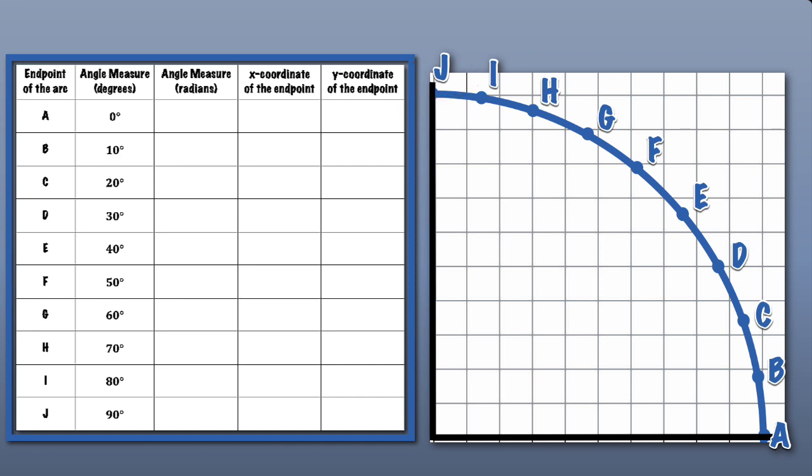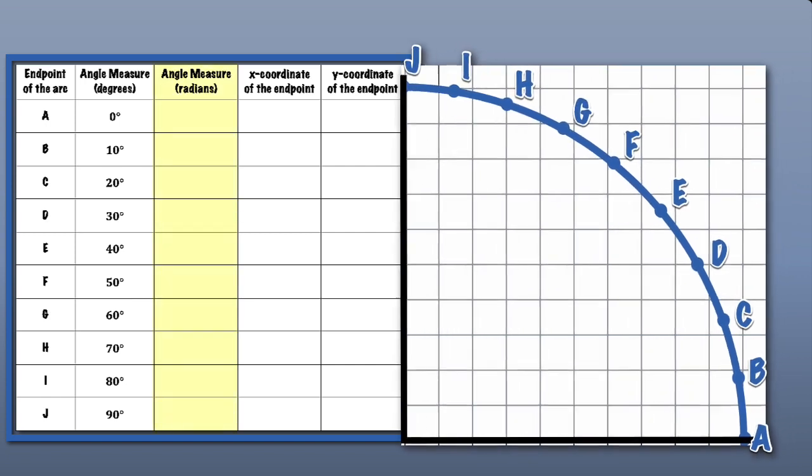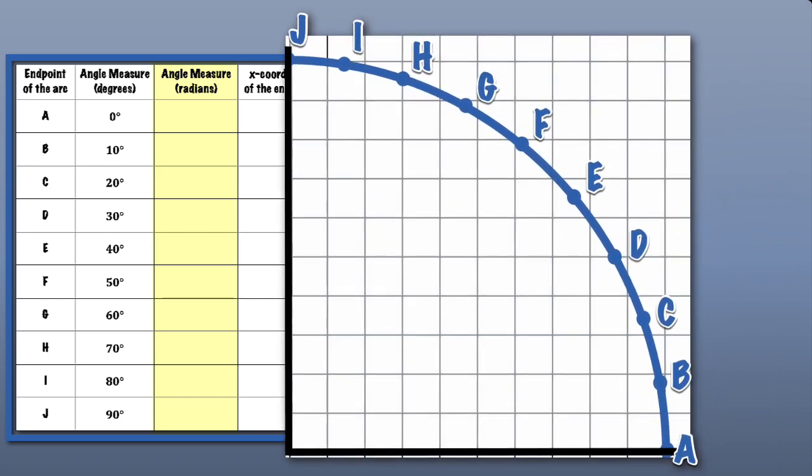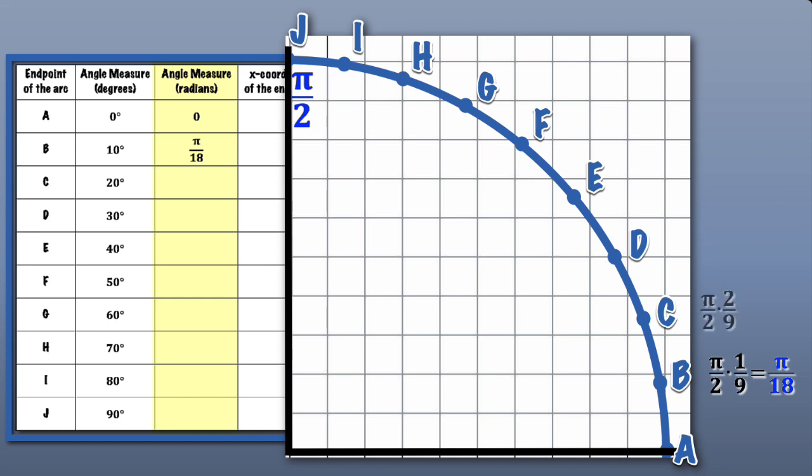Equivalently, we can complete the third column of our table where the angle measure is in radians. If you note, our J is pi over 2 radians, and we have broken everything up into ninths. So 1/9 of pi over 2 is pi over 18. Then point C is pi over 2 times 2/9, or pi over 9. Point D is pi over 2 times 3/9, which simplifies to pi over 6.